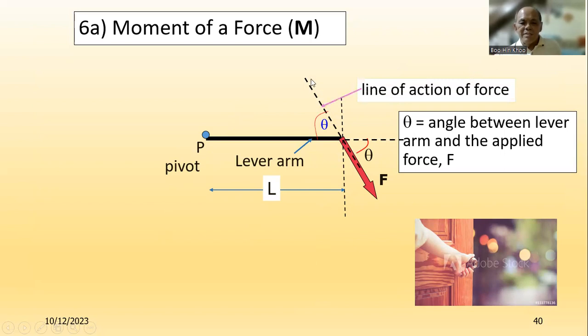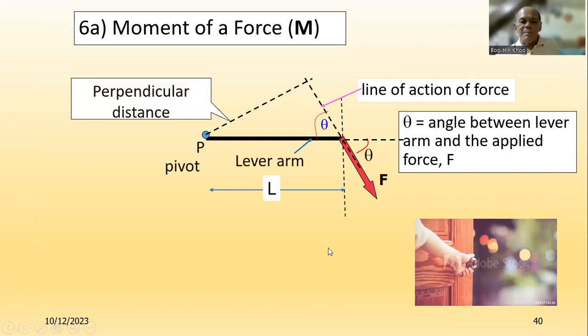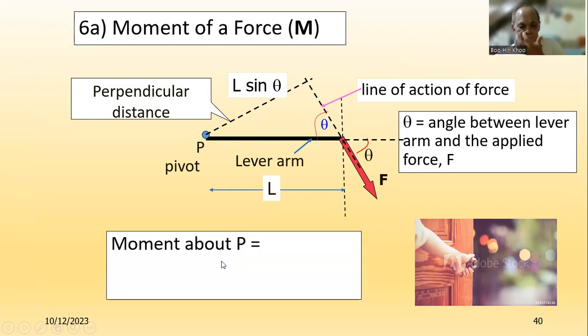That's the line of action of this force. So there's a perpendicular distance from the pivot to the line of action of this force: L sine theta. Further away, L sine theta. Moment about P: first, it is the force times the perpendicular distance. But we can rewrite it as F sine theta times L.